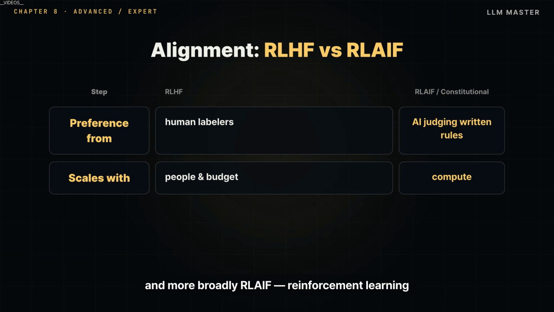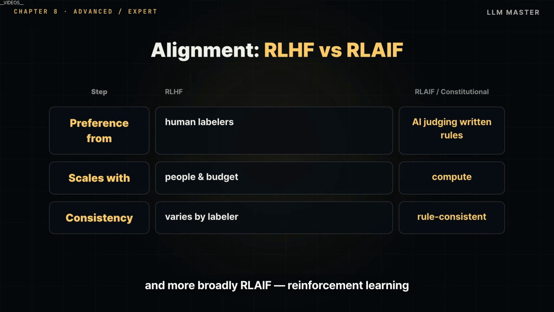Constitutional AI, and more broadly RLAIF, reinforcement learning from AI feedback, swaps the human judge for a model guided by an explicit written set of principles, a constitution.